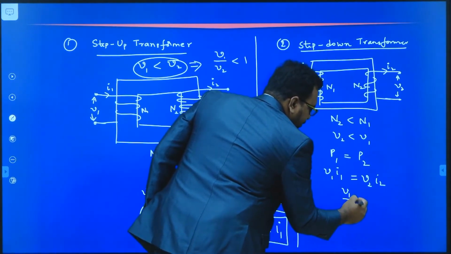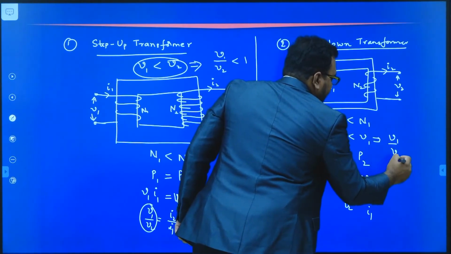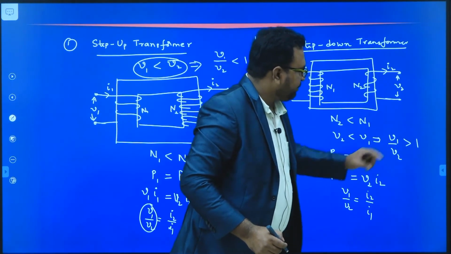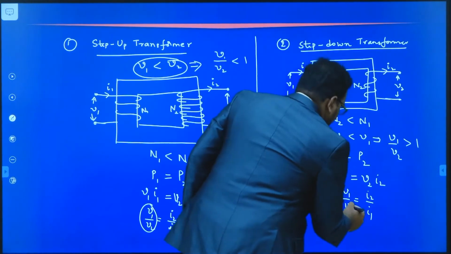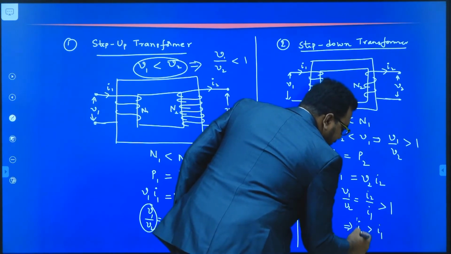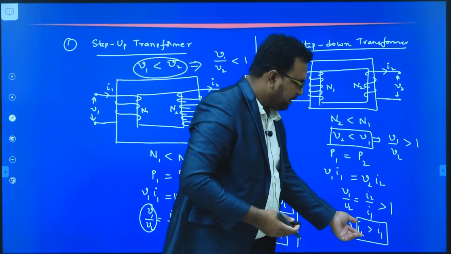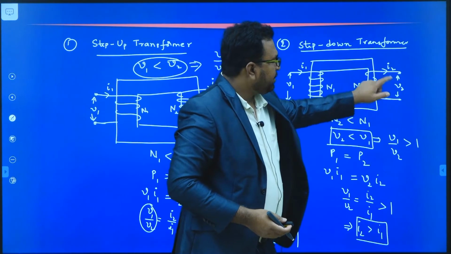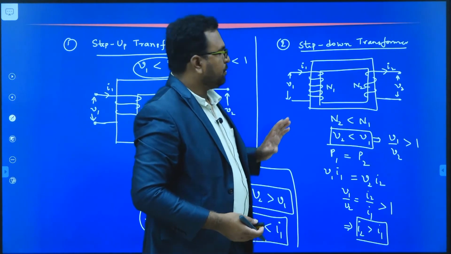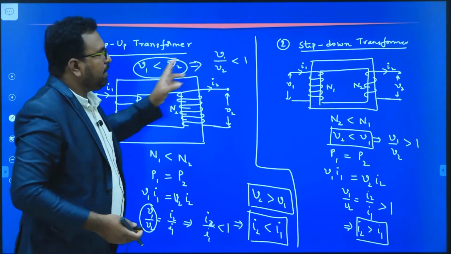So V1 by V2 is equal to I2 by I1. So here V1 by V2 is greater than 1. V2 less than V1 means if you take V2 to that side, V1 by V2 is greater than 1. That means I2 by I1 is greater than 1. So from this we can say that I2 is greater than I1. So when V2 is less than V1, in case of currents it is exactly reverse. I2 is greater than I1. So when voltage reduces, current increases to make sure the same power is delivered from primary to secondary. So the voltage and currents are exactly opposite. So this is how the current and voltage relationships exist in case of a transformer.